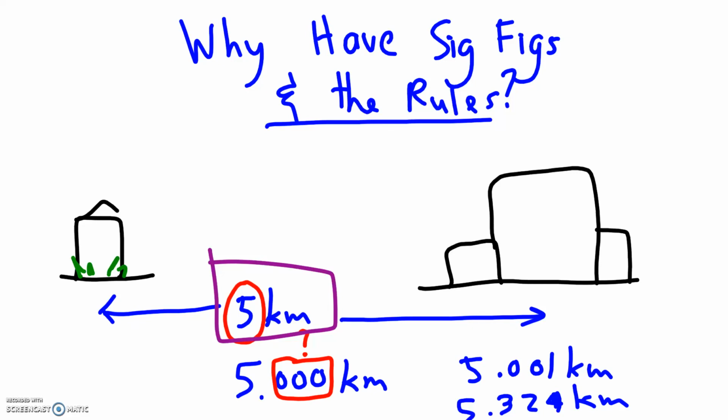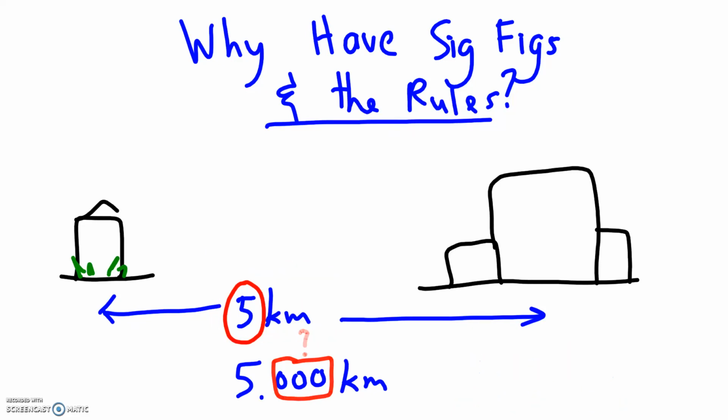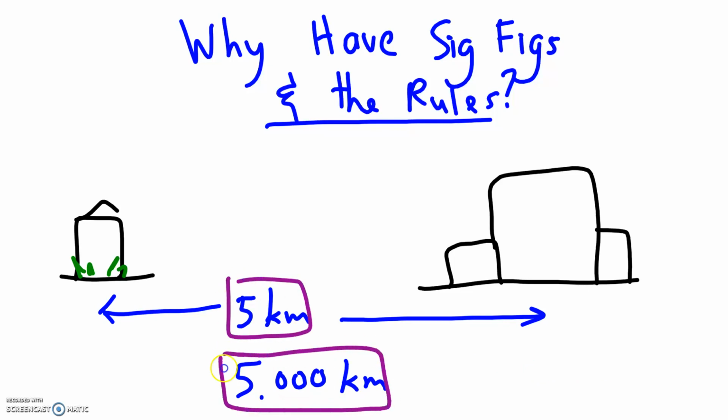And so there's a difference. It's important for us to be able to communicate the difference between 5 and 5.000. Sig figs allow us to make that distinction.